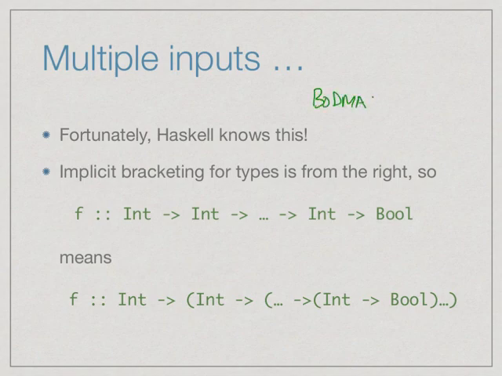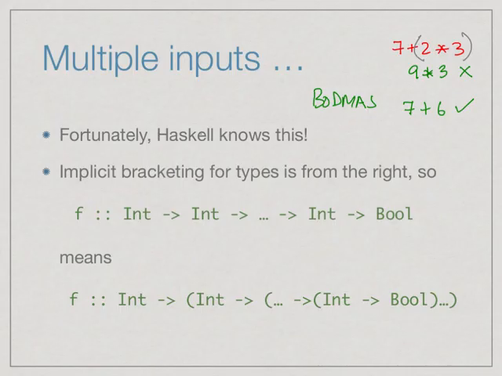So in BODMAS, it says that if I write, for instance, 7 plus 2 times 3, then it is not going to be 9 times 3. This is not the correct answer, right? So this is not 9 times 3, rather it is 7 plus 6, right? So there is a precedence which says that it is bracketed like this. Okay, so that says division and multiplication are bound tighter than addition and subtraction.